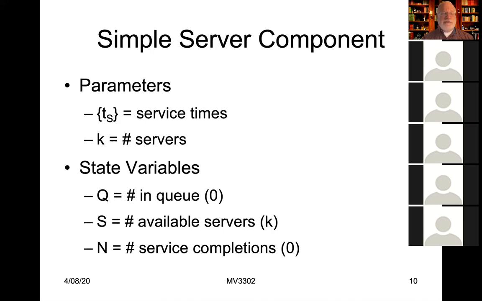And our state variables are going to be similar. So we'll have the number in the queue, the number of available servers, and the number of service completions. We're going to call that N. I think we called that L before. Don't call it late for dinner.